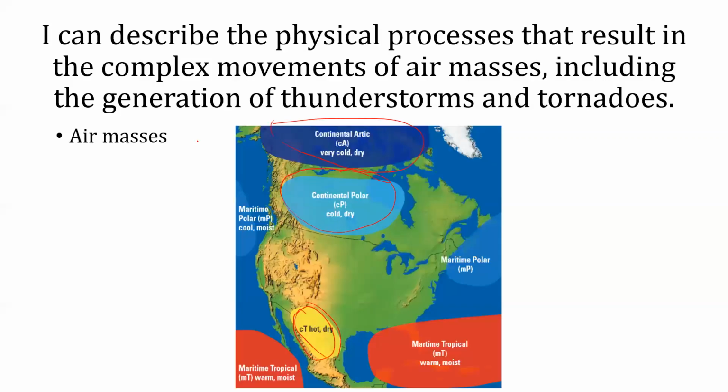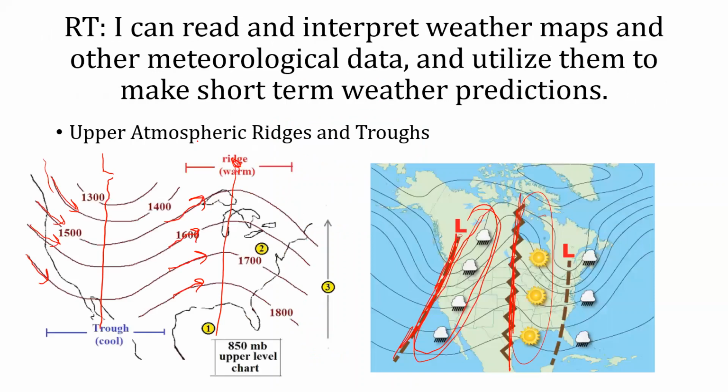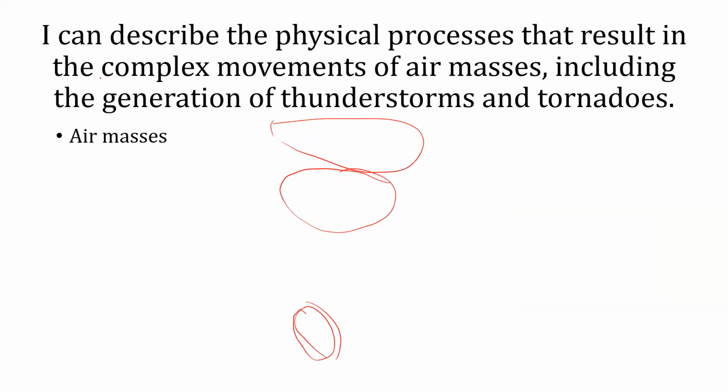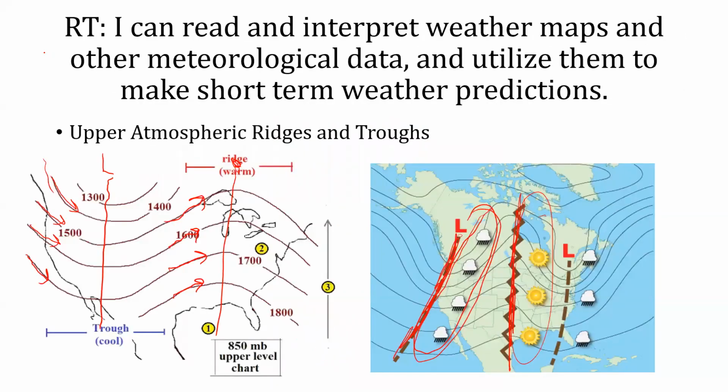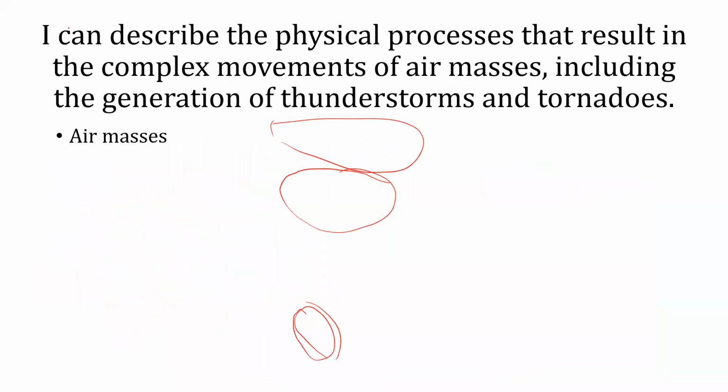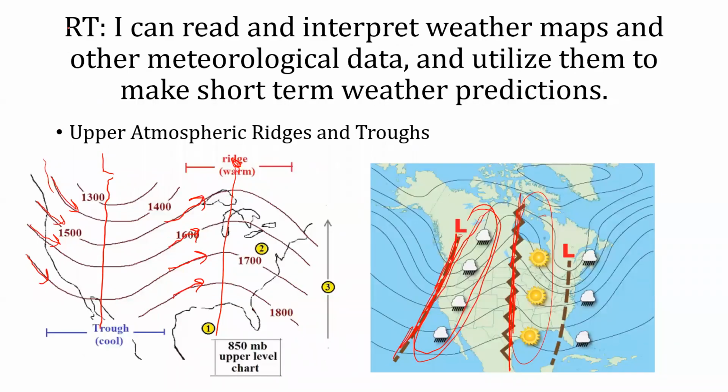So let's see. I realize I am onto a different reasoning target than at first, right? So we've covered all of the data, and now we're starting to describe physical processes. Did anyone have any questions about interpreting weather maps and other meteorological data before we keep going on with the physical processes?